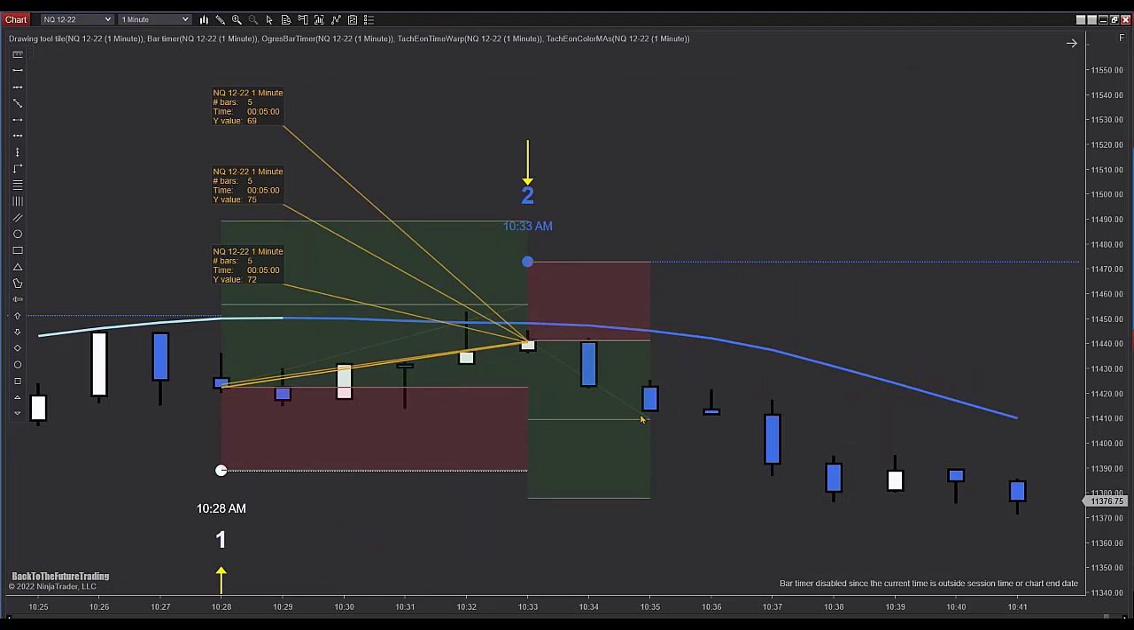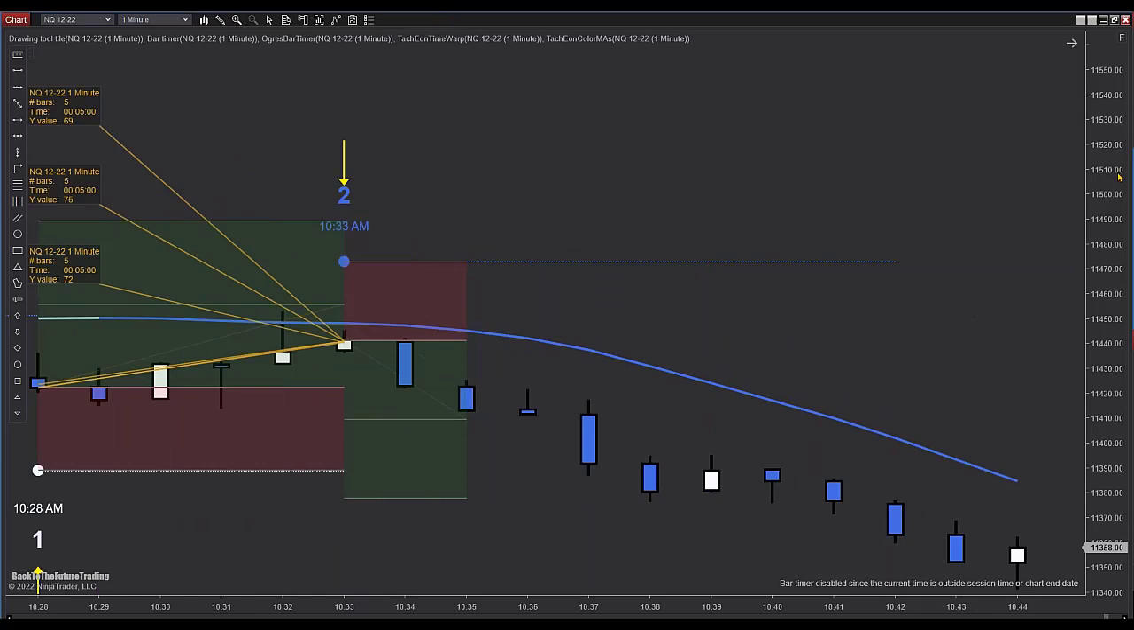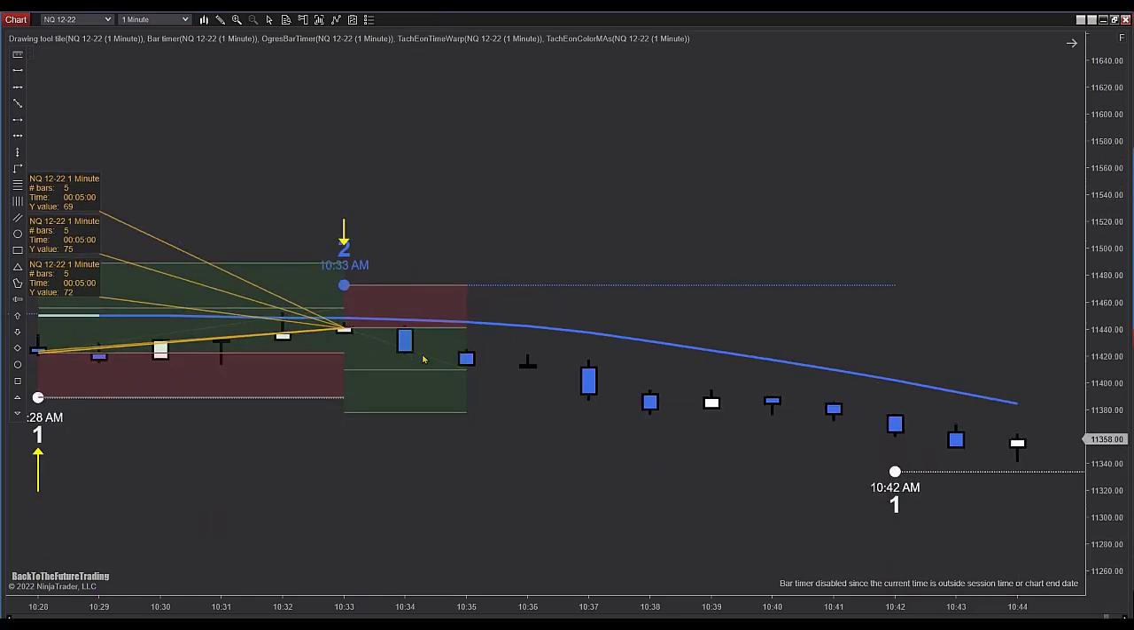Nothing's changed. So obviously we've hit target 1 and 2, it looks like. I'll drag that all the way. Is this helping anybody? Is this cool? Do you folks like this? I like this.